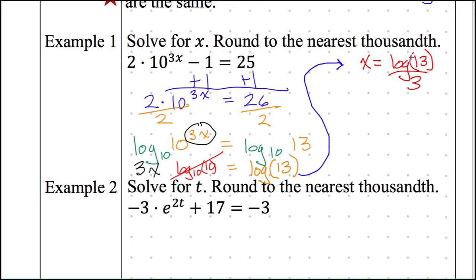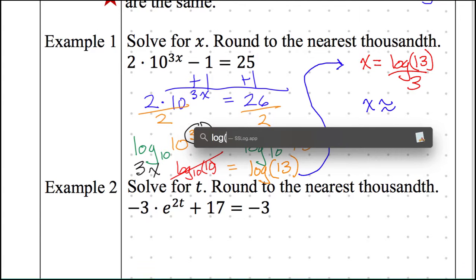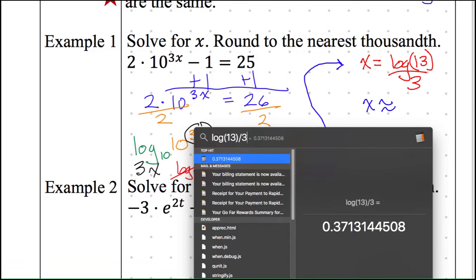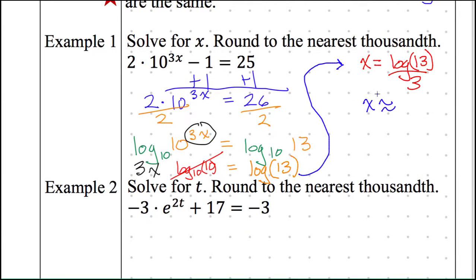Sometimes Khan Academy, I think most times Khan Academy, will ask you to approximate that. What is it about? Is it 2? Is it 10? We'll say x is approximated by, and then we'll actually type this in on our calculator. Log of 13 divided by 3 is 0.371. Done. Yeah. So easy.